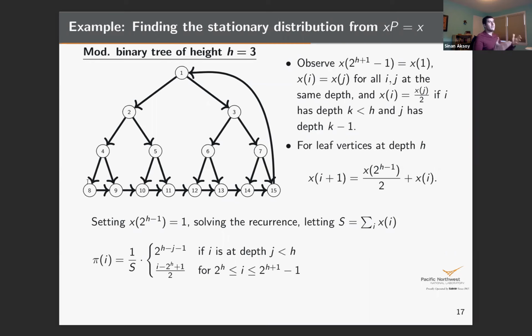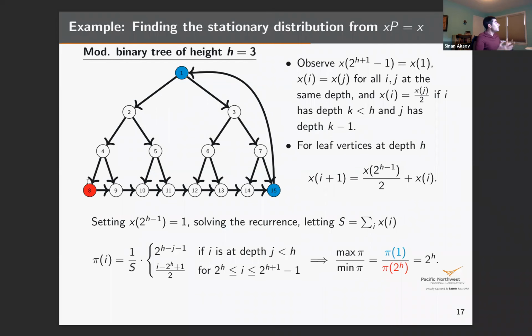So this is often what it boils down to in practice: you're often faced with some type of recurrence relation that you have to solve. In this case, it was quite easy, but even for moderately structured graphs, it can get quite difficult very quickly.